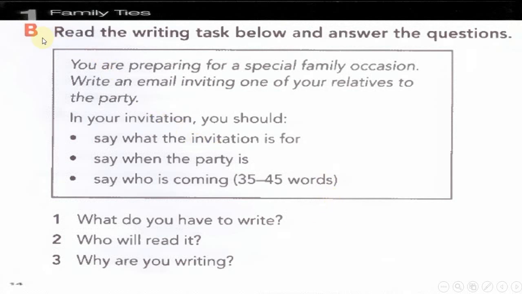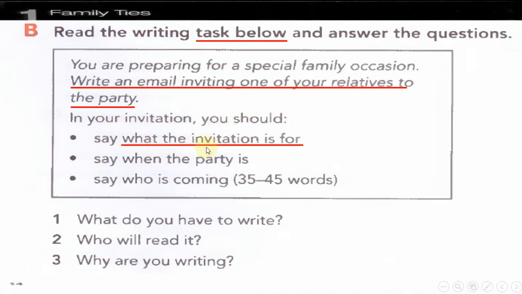Okay. Now, my dear students, let's look at exercise B. Read this writing task below and answer the questions. You are preparing for a special family occasion. Write an email inviting one of your relatives to the party. Check the information, okay? In your invitation, you should say what the invitation is for, say when the party is, and say who is coming. 35 to 45 words.